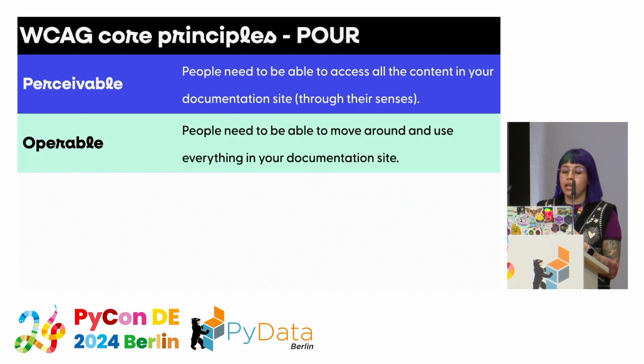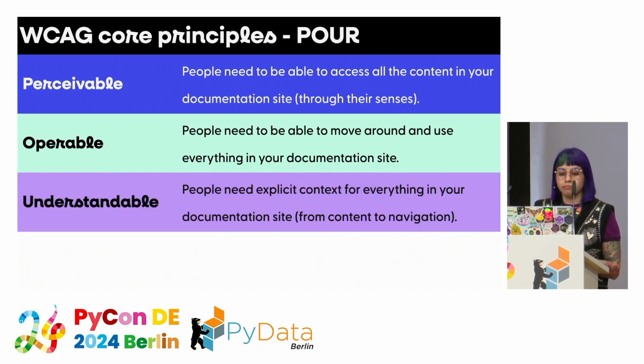The second principle is operable. This means that your users or your readers need to be able to move around and use everything on your documentation site. Right? Understandable. This is when we need explicit and clear context for everything in your documentation site. This includes content, why the content is there, why it is relevant, and navigation. So it's also close together with operable, like how people move and interact with your documentation site.